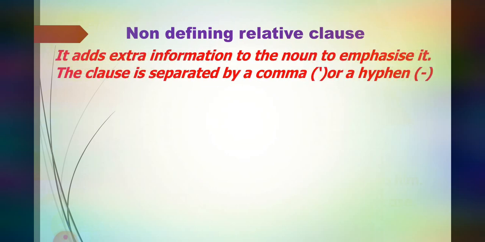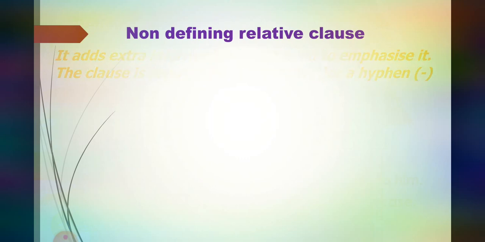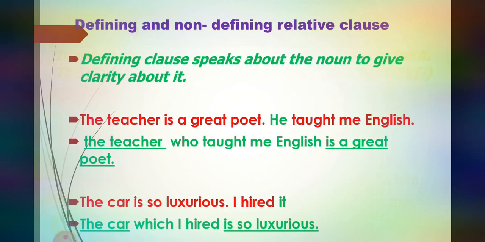Let us see non-defining relative clause. It adds extra information to the noun to emphasize it. The clause is separated by a comma or a hyphen. So in the defining clauses there is no comma or hyphen. You can see this. There is no comma or hyphen between the teacher and who taught me English. And in the car which I hired, there is no comma. So the teacher, here giving a definition for the teacher. Who is that teacher? The car. Which car? So we have given some definition to that.